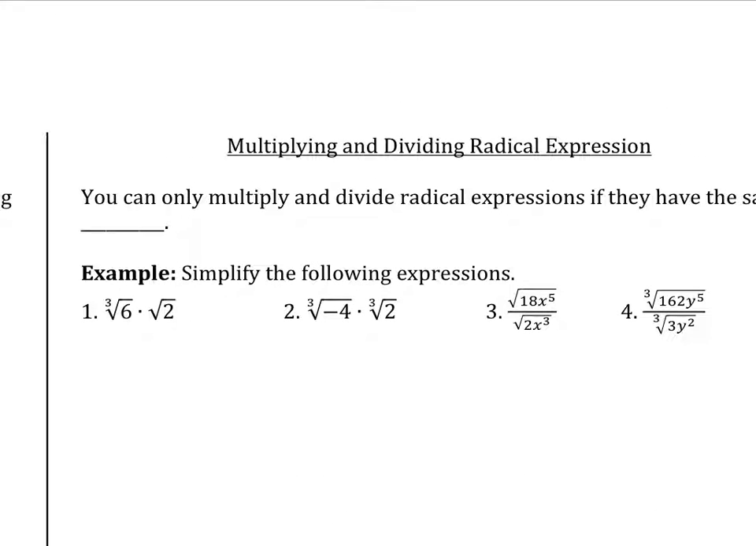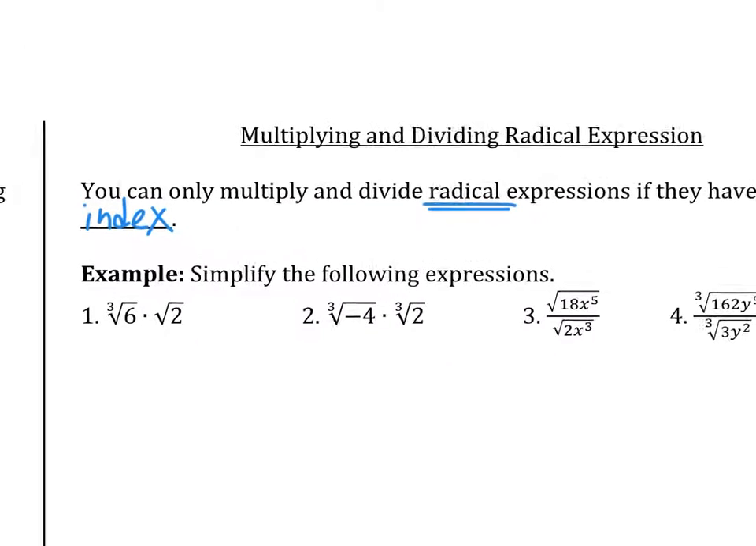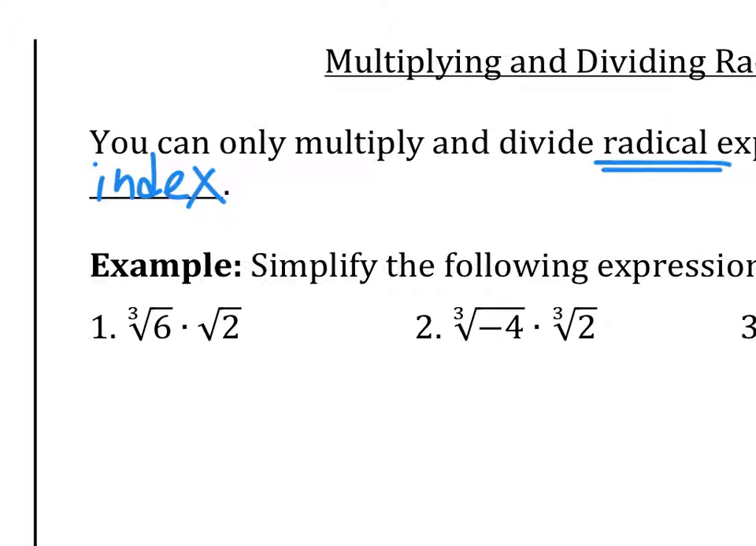Let's multiply these radicals together. So the rule is you can only multiply or divide radical expressions if they have the same index. So you have to make sure they have the same index first. So let's look at number 1. Can I multiply number 1 together? No, can't do this. One has an index of 3, one has an index of 2, cannot multiply.